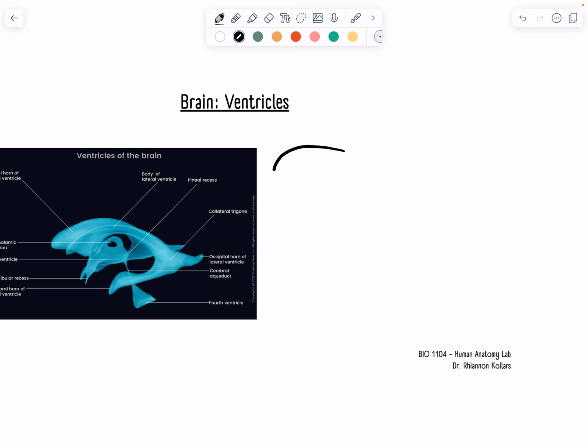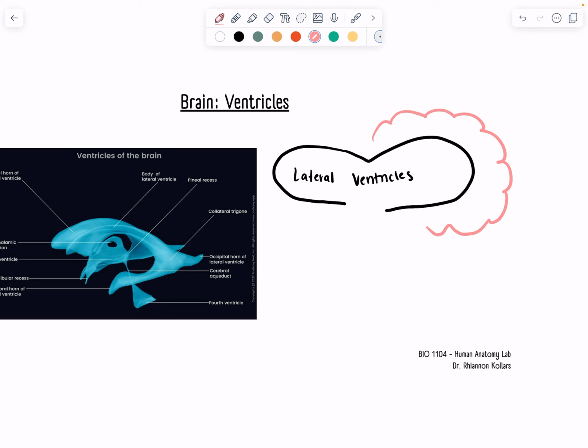And so what I see from the front, on either side, I have my lateral ventricles. And my lateral ventricles on either side are near my cerebral hemispheres. So we have two lateral ventricles because we have two cerebral hemispheres. So lateral ventricles are supplying the cerebrum.